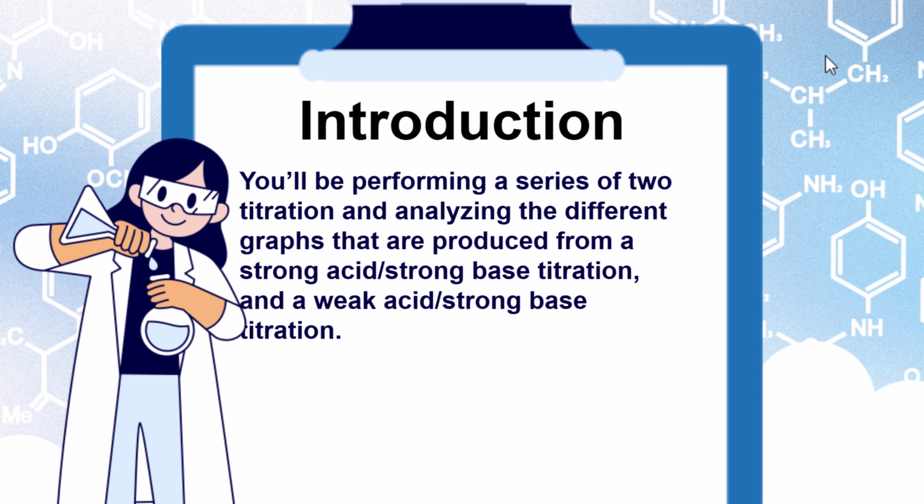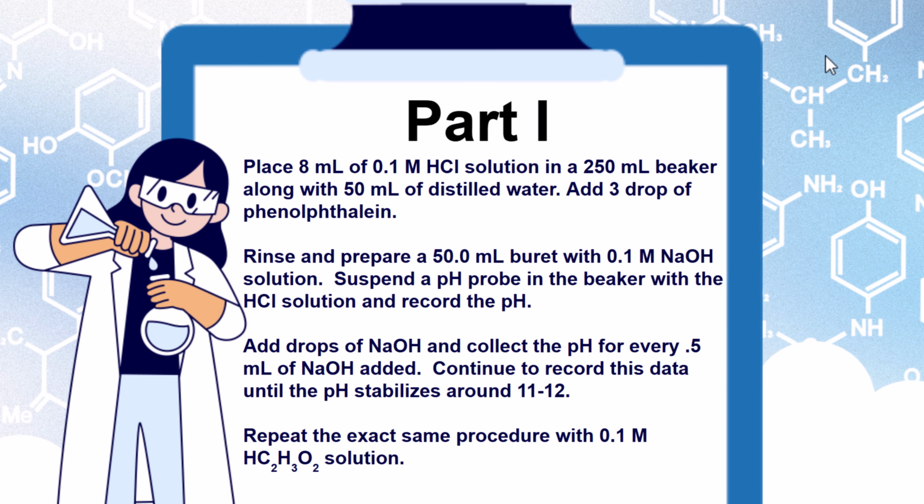So lots of different things to go through and take a look at, but you guys have done enough titrations to know how to get all this set up, how to prepare everything, and how to appropriately do a titration. For part one, you're going to place 8 milliliters of HCl solution in a 250 milliliter beaker, along with 50 milliliters of distilled water. Add 3 drops of phenolphthalein.